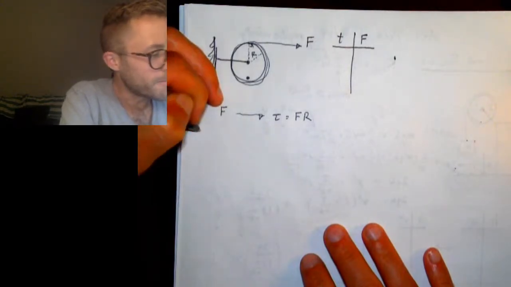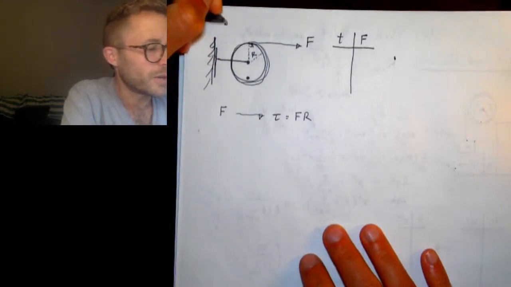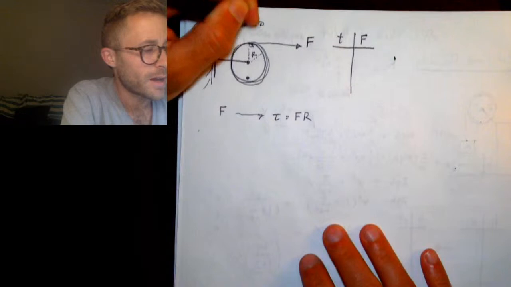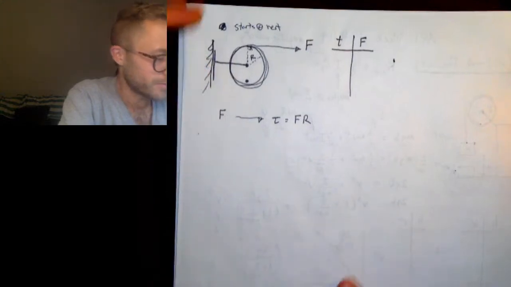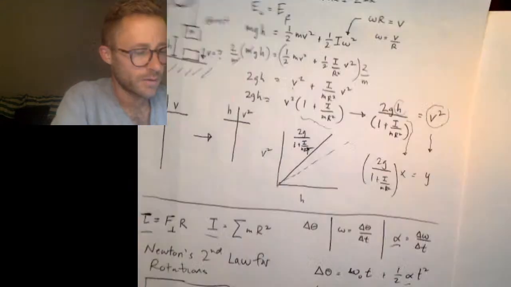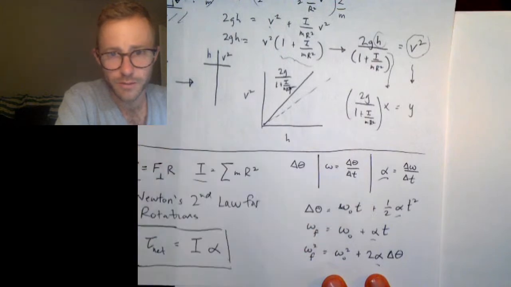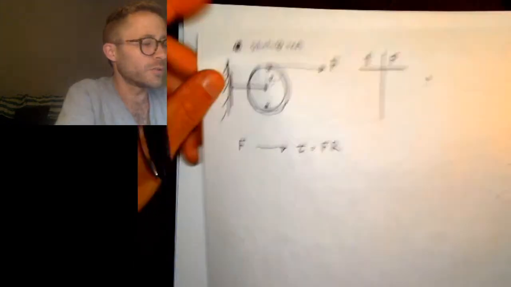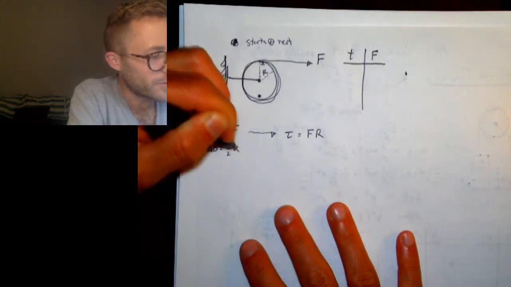Similarly, we can take the time and convert that into an angular acceleration. So let me show you how. And when I show you how, we're going to assume that the pulley starts at rest. Okay? So if the pulley starts at rest, we have this kinematics equation, which is delta theta equals omega naught t plus 1/2 alpha t squared. Because it starts at rest, omega naught is 0. Okay? So we have delta theta equals 1/2 alpha t squared.